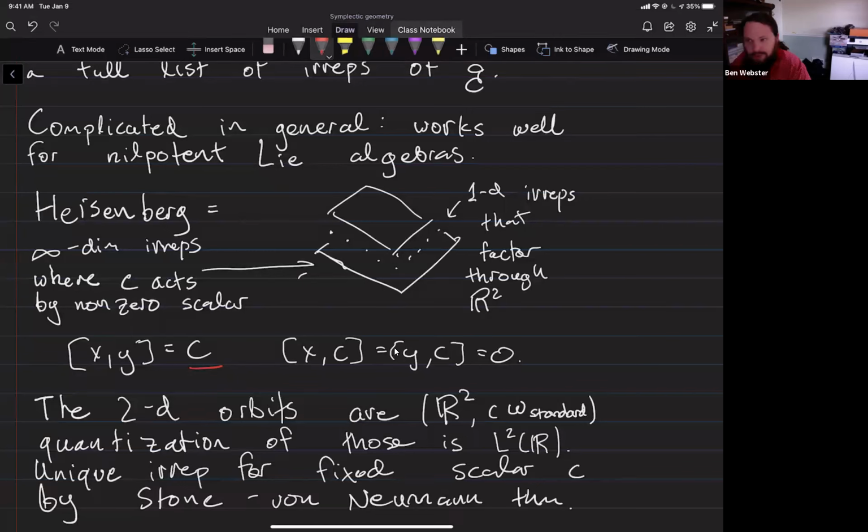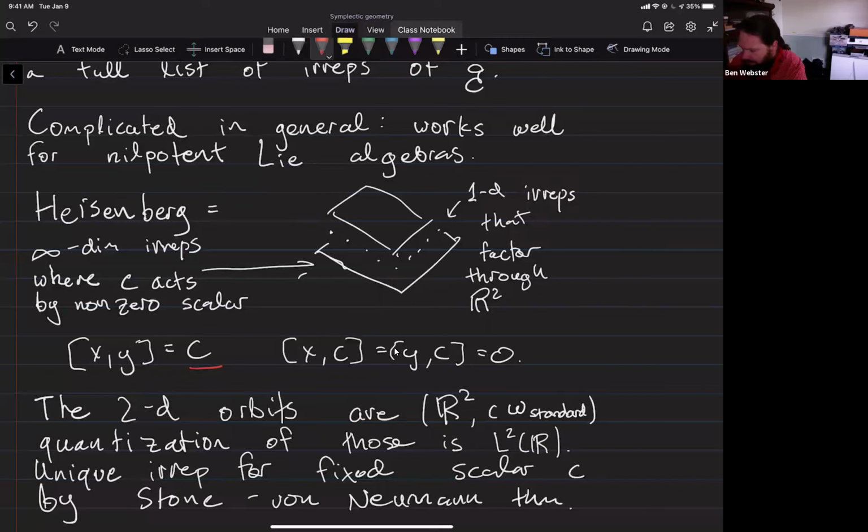And it turns out that you can connect these very easily to representations. So these 1D points correspond to one-dimensional representations where you set C equal to 0. And so you get all possible representations of R2, so just all ways of sending X and Y to any scalar you want. That's a perfectly good representation of the Lie algebra R2.